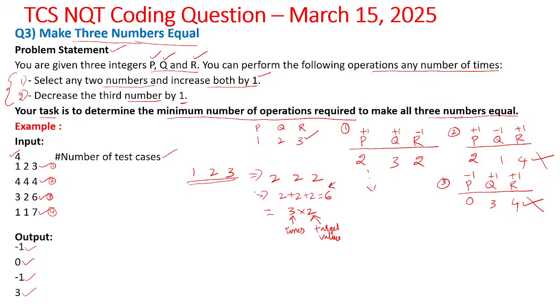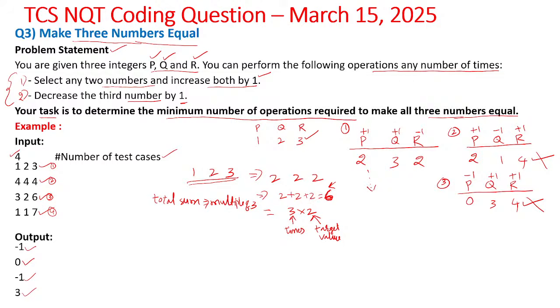So the total sum, once they become equal, should be a multiple of 3. Yes or no? If all of them are equal, it should be a multiple of 3. Like see here, 6 is a multiple of 3. The total sum should be equal to a multiple of 3.